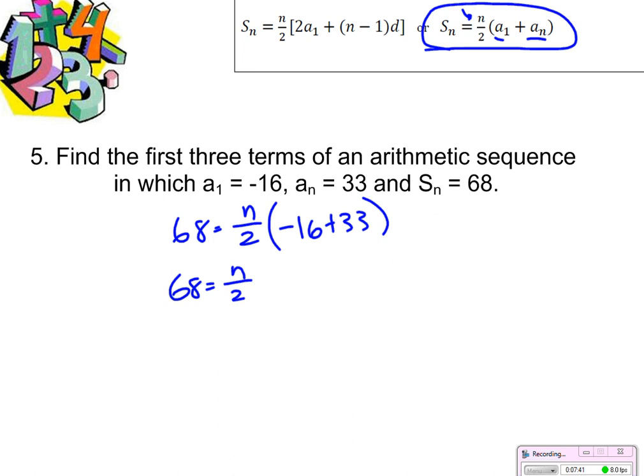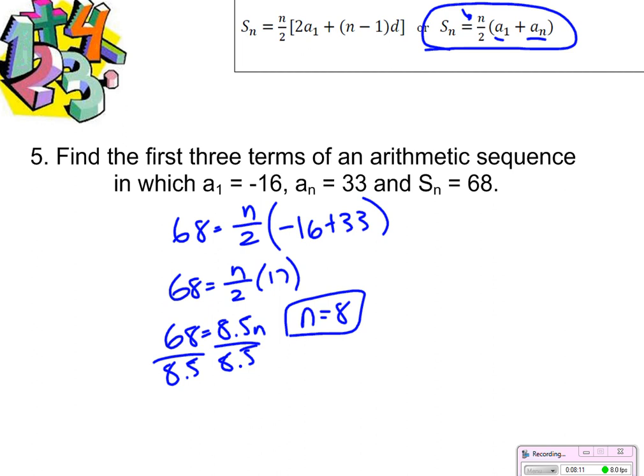So that's going to be negative 16 plus 33 divided by 2. So that's going to be 68 equals 8.5 n, divided by 8.5, divided by 8.5. So that's going to be 8. So what does that mean? That means the first term is negative 16. A sub n, that means the 8th term is 33.